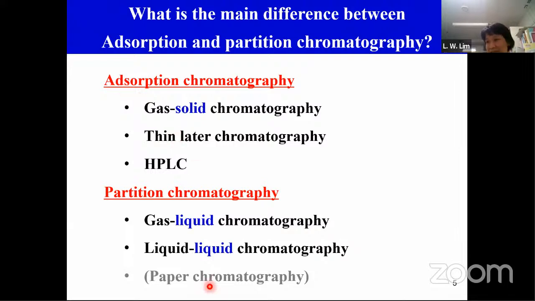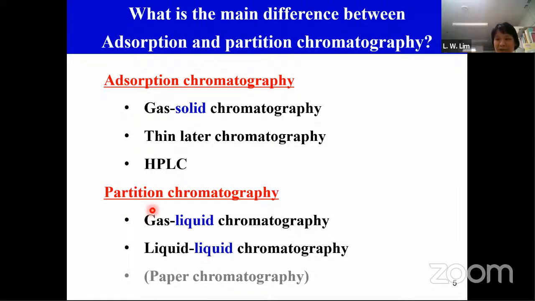But because paper is not as robust, as strong as other supports like thin layer, where we use glass or silica gel, paper is more like cellulose, very weak. So it's more like a liquid base, like when we soak the paper in another solvent and then dry it. In this case, some people say paper chromatography can be put under the category of partition.